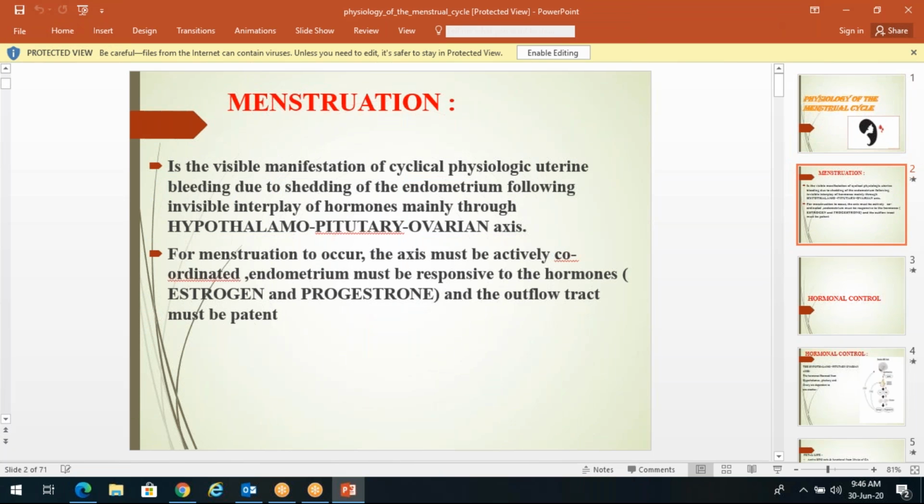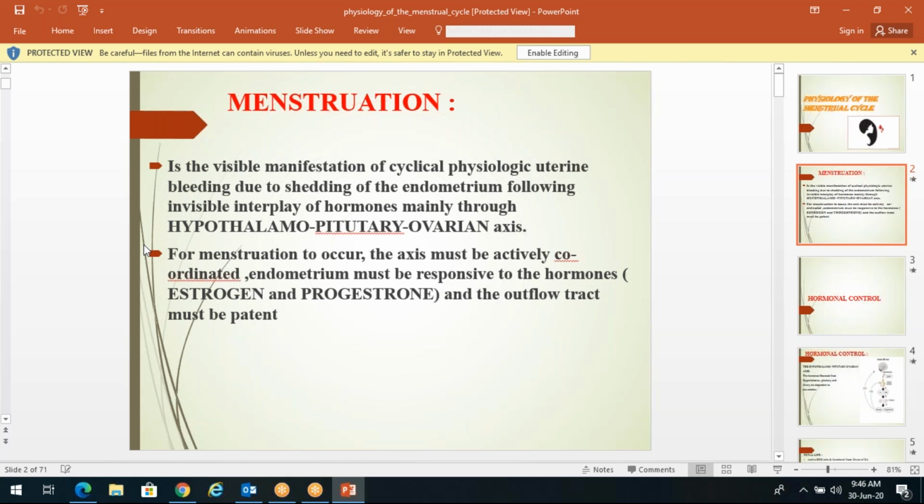Okay, what is menstruation? It is the visible manifestation of cyclical, physiological uterine bleeding due to shedding of the endometrium following the invisible interplay of which hormones? Ovarian hormones, pituitary hormones, and hypothalamic hormones, which form the hypothalamo-pituitary-ovarian axis. So all these hormones, from the level of the hypothalamus and pituitary to the ovary, have an interplay and an effect on the endometrium, which causes cyclical, physiological uterine bleeding. That is your menstruation.